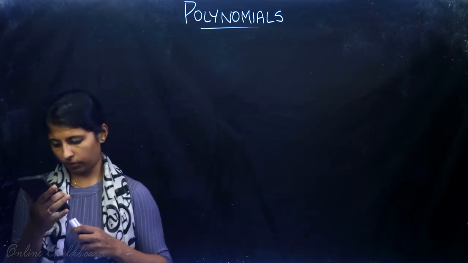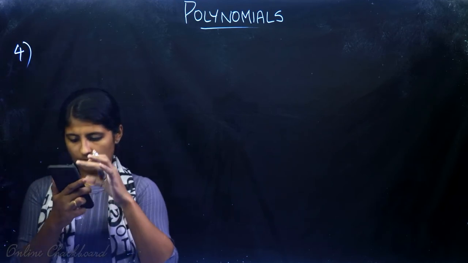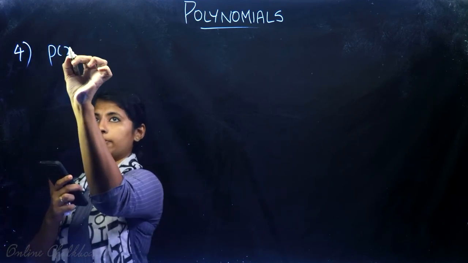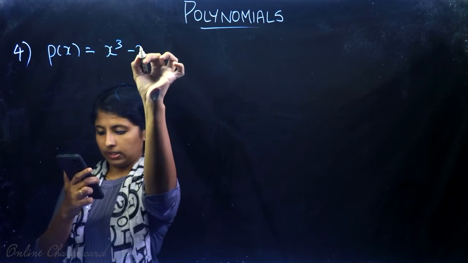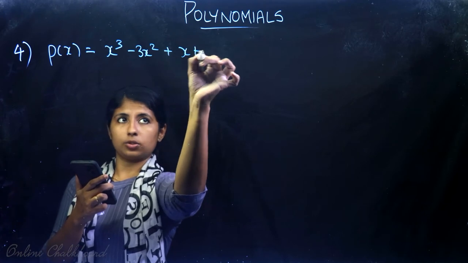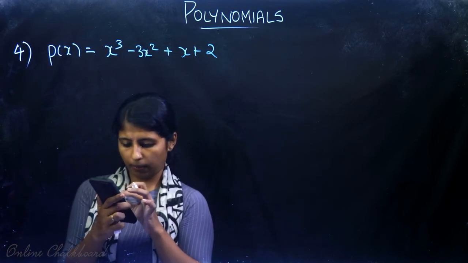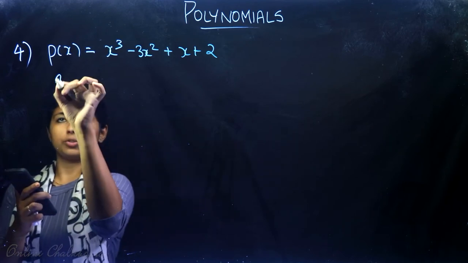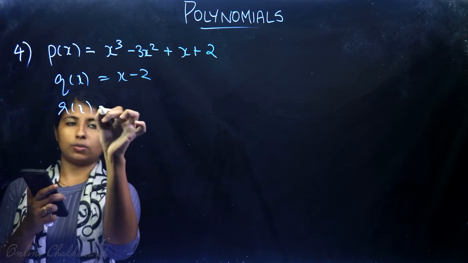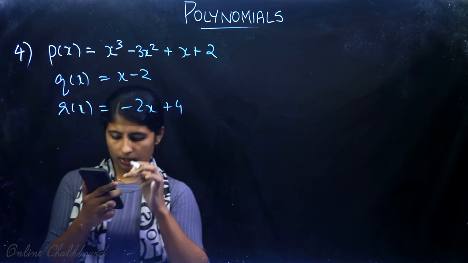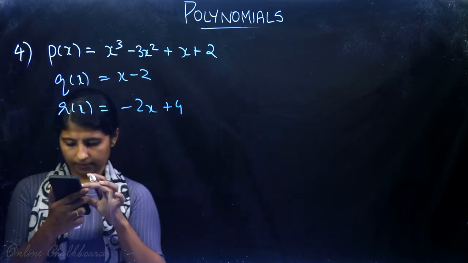Look into question number 4. Given a polynomial p of x, x cube minus 3x square plus x plus 2, which is divided by a polynomial g of x, which gives a quotient q of x equal to x minus 2 and r of x equal to minus 2x plus 4. This is what the question says. We need to find what is g of x.